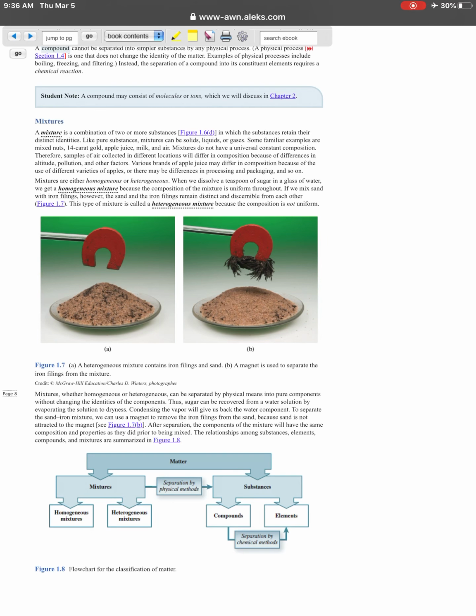So again, no problems in this particular section, just a discussion here for your understanding. This will give you a little bit of background into materials and matter and how we classify them.